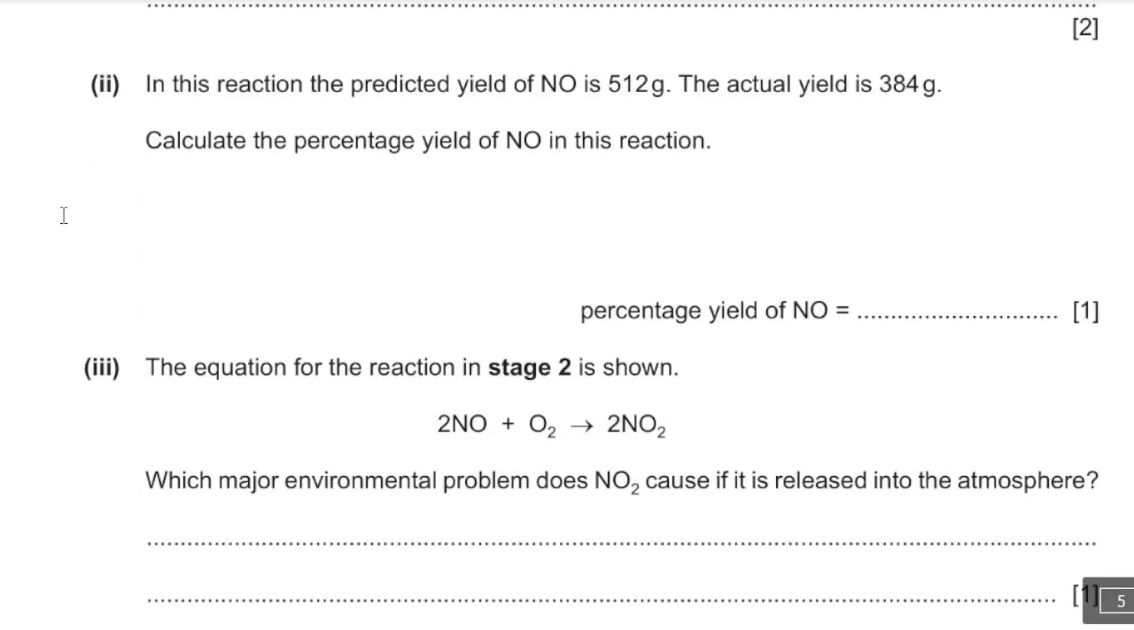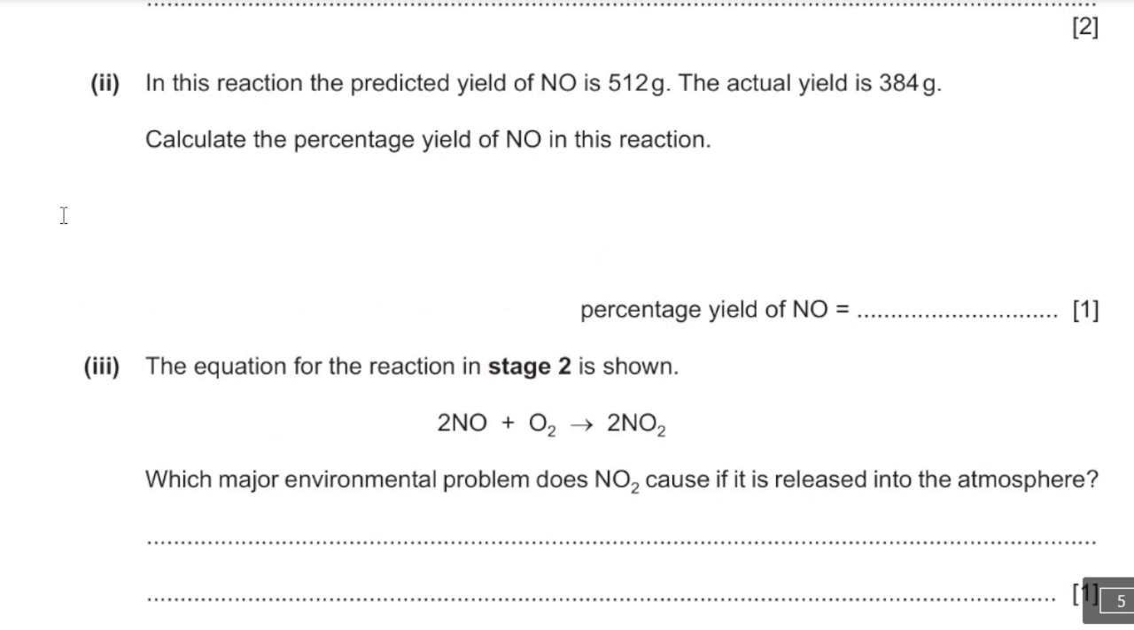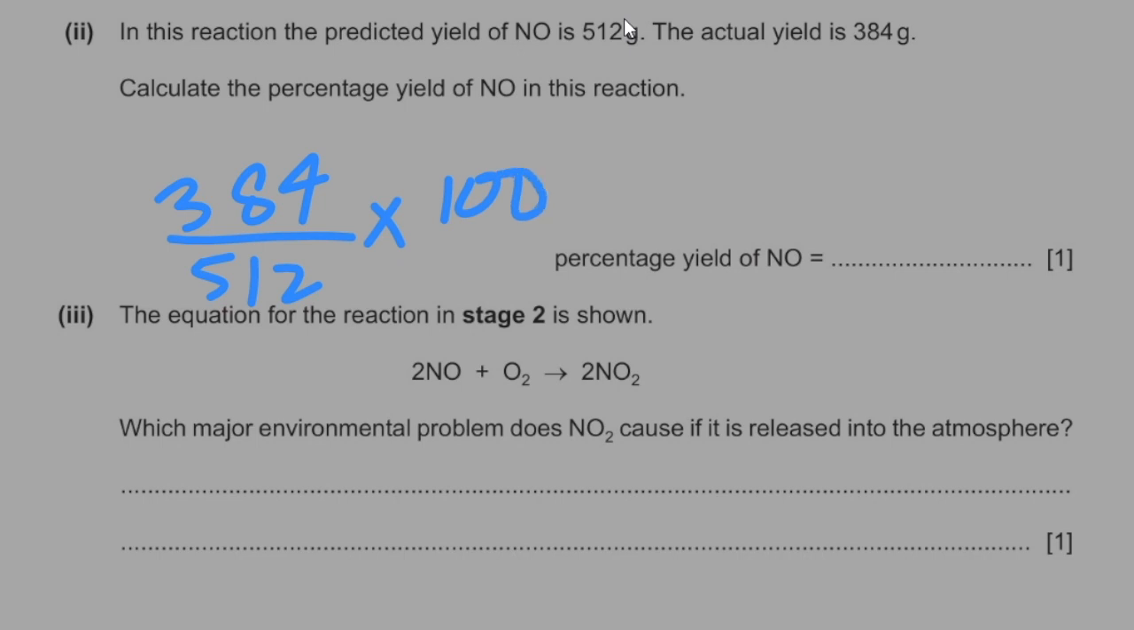2. In this reaction, the predicted yield of nitrogen monoxide is 512 grams. The actual yield is 384 grams. Calculate the percentage yield of nitrogen monoxide in this reaction. So you divide the actual yield by the expected yield and multiply the answer by 100. And this gives the percentage yield as 75%.